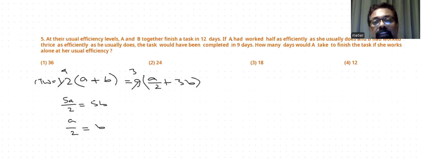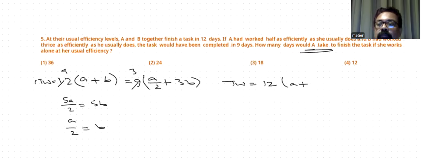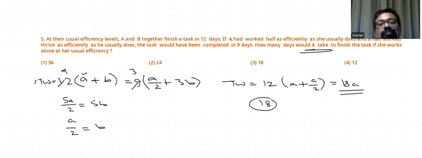Now at this point, you have to act a bit smarter. What is required? You require the value of A. So you have to find the total work in terms of A. That will be helpful. So total work we have to write down in terms of A. Let it be like this: 12 into A plus B. B is A by 2. So after simplification, it is coming as 18A. So total work is 18A units. In one day, A can complete A units. So A will take 18 days to complete the work alone. Smart assumption, helpful for the calculation. Right? Next.